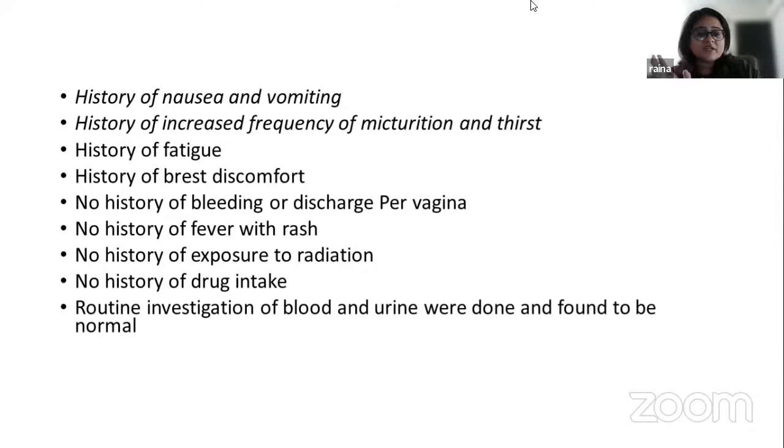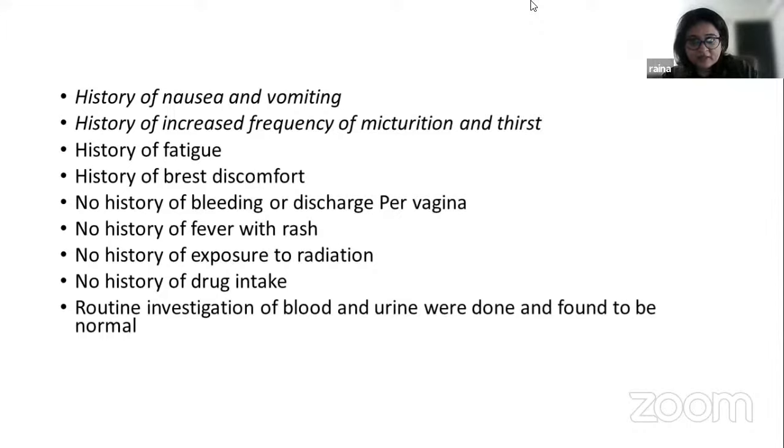Also, one more test which you can add to this is to take a pap smear. So a pregnant woman is the ideal opportunity to take a pap smear for her, because otherwise women in India don't routinely come to hospital. And CA cervix is very common. So pap smear can be added to the list of routine investigations.